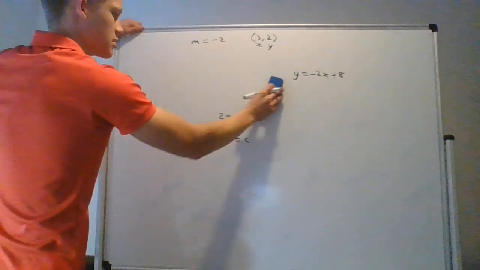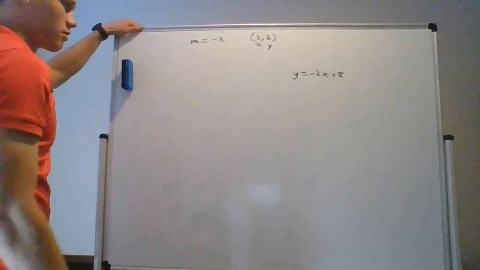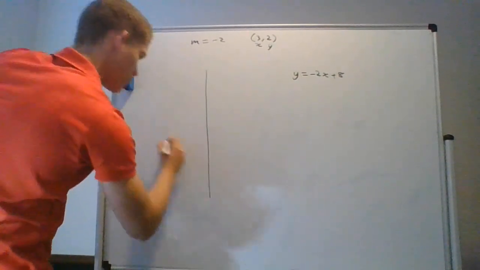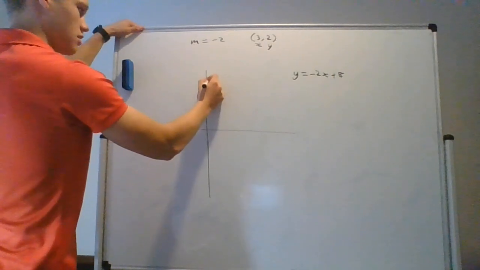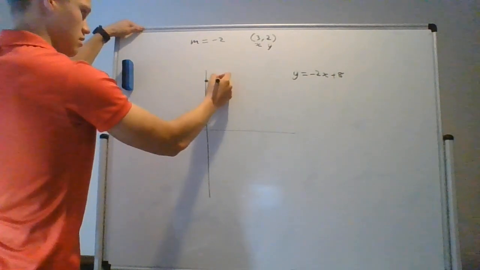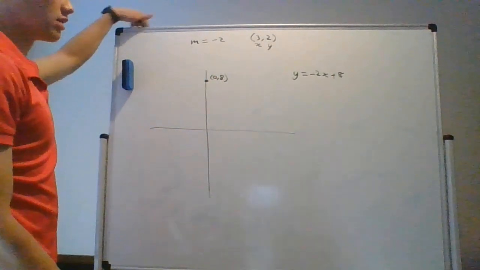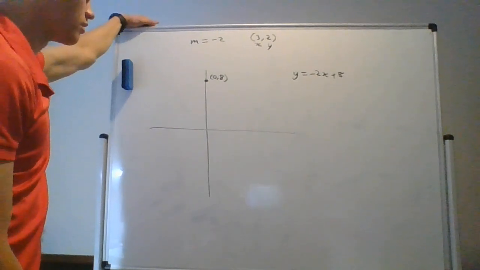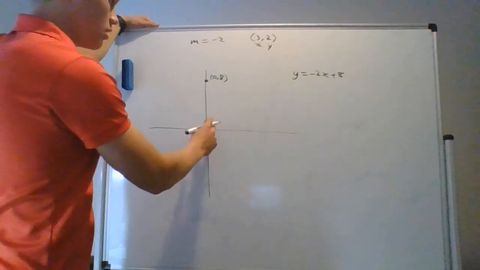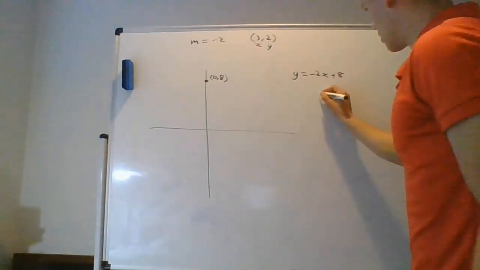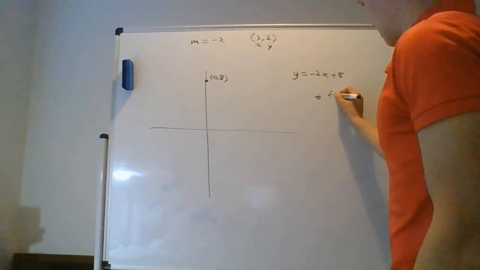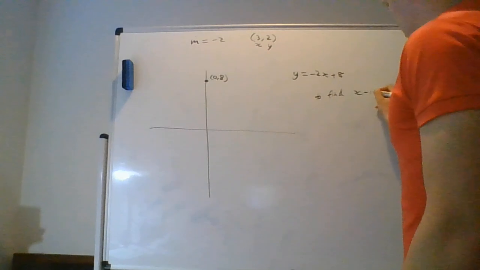Now I've been asked to sketch this. So this graph is going to go through 8 up here, but in order to sketch this graph, we need to know a bit more information. We need to determine an x-intercept.